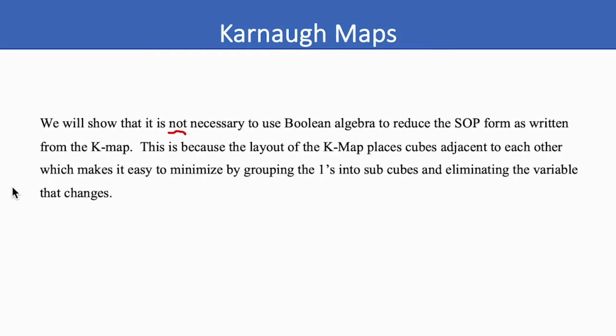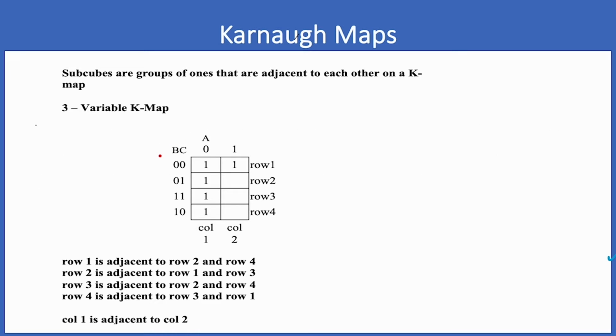So what we're going to show is it's really not necessary now to use Boolean algebra to reduce the SOP form, sum of products form, as written from the K-map. This is because the layout of the K-map places cubes adjacent to each other. And adjacent means there's only one variable change between cubes, and we'll discuss why that's important. And we're going to discuss what the adjacency means in this 3-variable map.